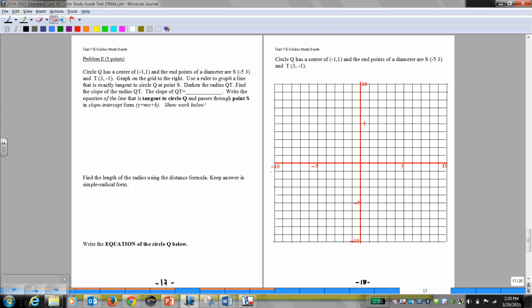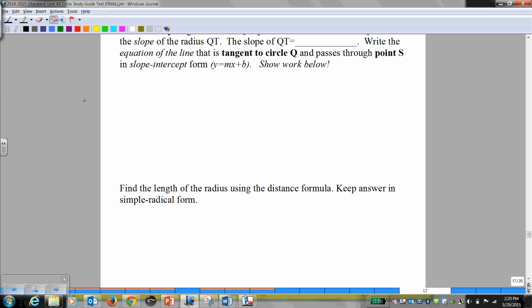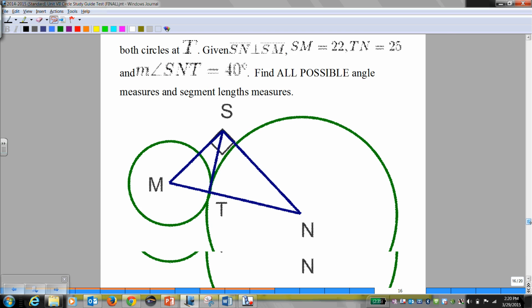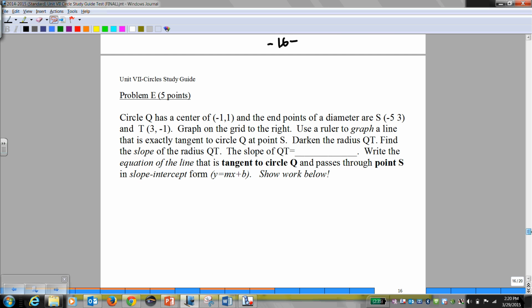It says a circle has a center of -1, 1, and the endpoints of a diameter are at S, -5, 3. That should be a comma there. And T is at 3, -1. Graph on the grid to the right.